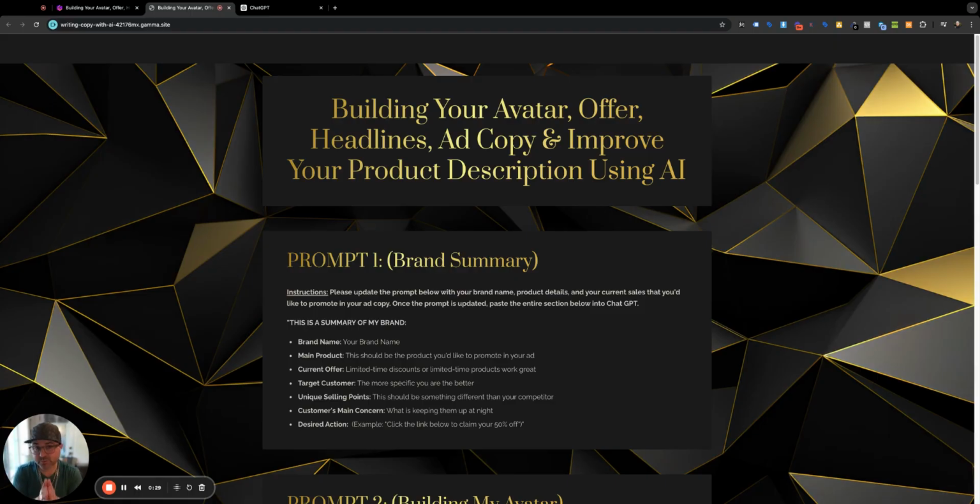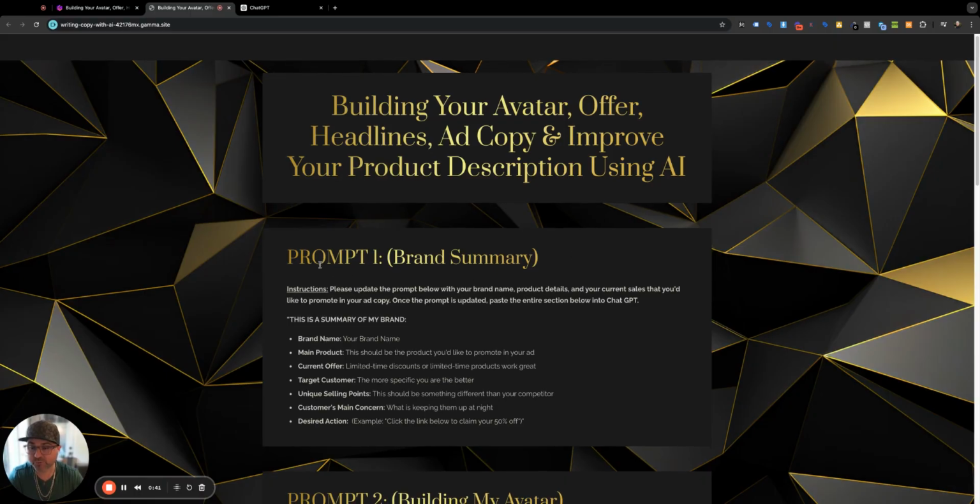But the main reason we're using this is to map out our avatar and really to generate high converting headlines and ad copy. So here's where we're going to start. If we move down to prompt one, and this link will be provided below as well, you can always open this up in real time in your own window if you want to do this while I'm screen sharing here and walking you through this.